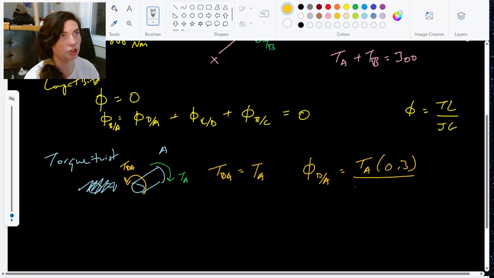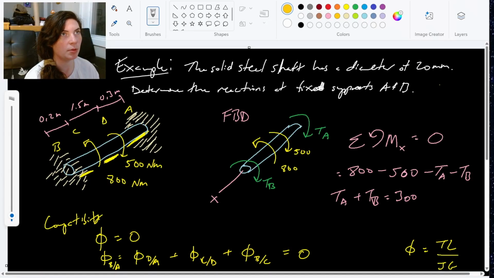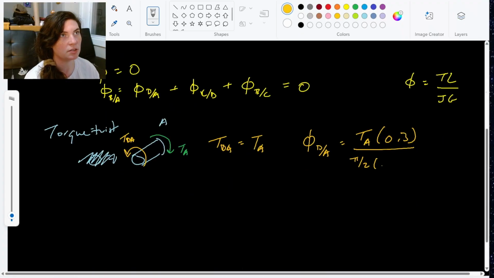Over J, my polar moment of inertia, I over 2 times R to the 4th, which I think gave me a diameter of 20, so that tells me my radius is 0.01 meters. So 0.01 to the 4th power.